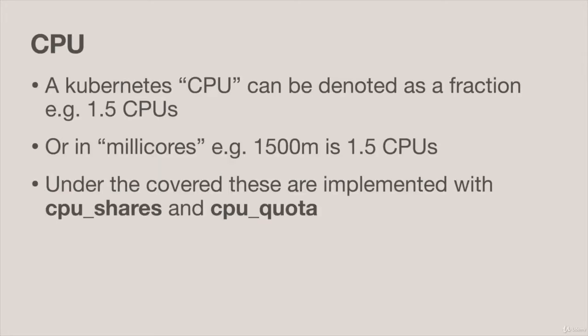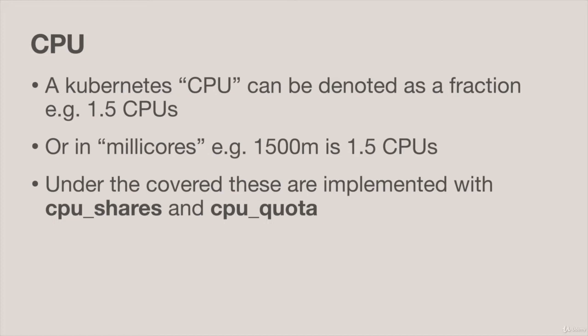So Kubernetes has its own abstraction for CPU, so you won't be operating in quotas, periods, and shares. Instead, you'll be giving a concrete CPU value, for example, 1.5 CPUs. You can also specify it in millicores, and for that, 1000 millicores is one core. Under the cover, these are translated in deterministic ways to using CPU shares, CPU quota, and CPU period.